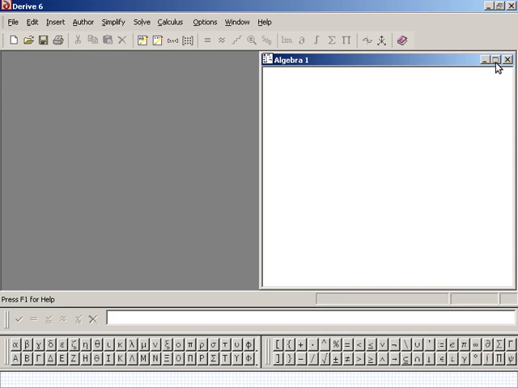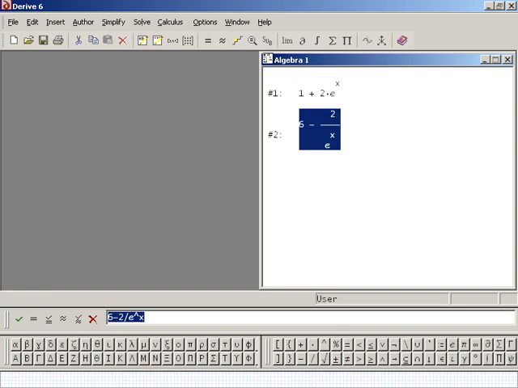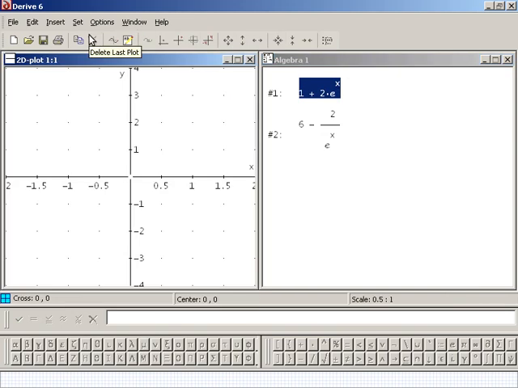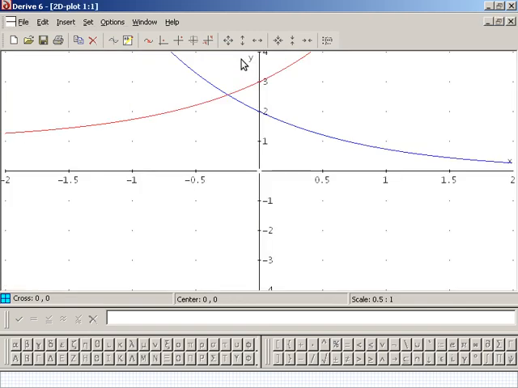What was my first one, please? E, was it? 1 plus 2 e power x, like that. And what was my other one? 6 minus 2 over e power x, like that. So let me graph the first one. There it is. Let me graph the second one. There we go. We zoom out.